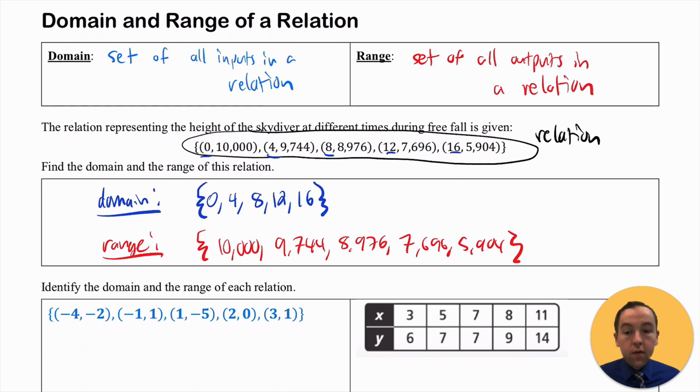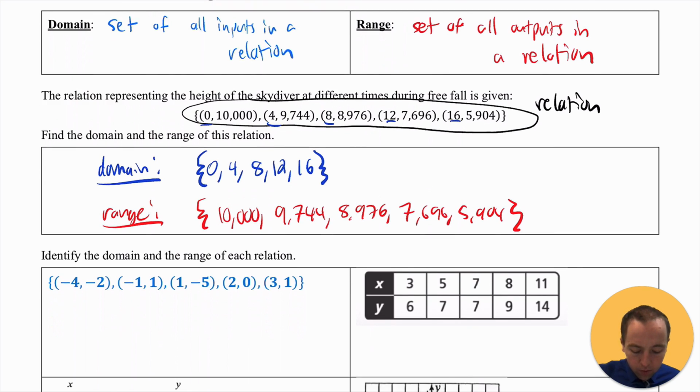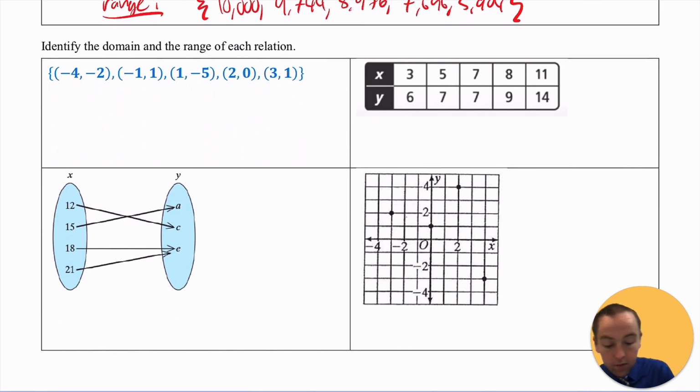Great, and that gives us the domain and the range. So just a few examples here that give us a good understanding in all four different representations, whether we're dealing with ordered pairs, a table, a mapping diagram, or a graph. So in this first example, it's exactly what we just did. We just found the domain and range of a relation when it was expressed in an ordered pair format.